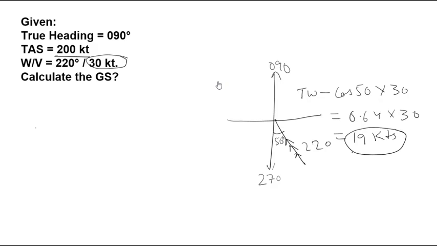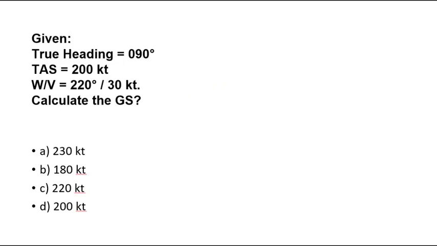This 19 knots we will add to 200 knots to get a ground speed. So ground speed will be equal to 200 plus 19 or approximately 219 knots. As per method 1, option C is closest to the answer that we got.